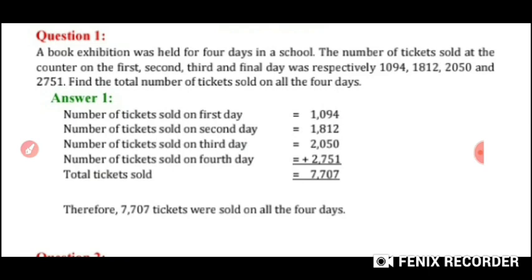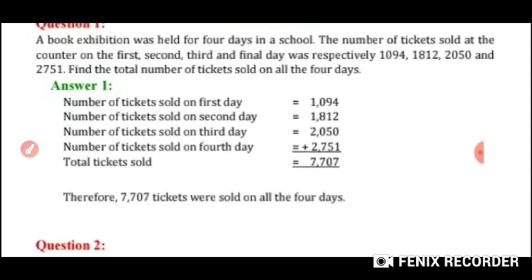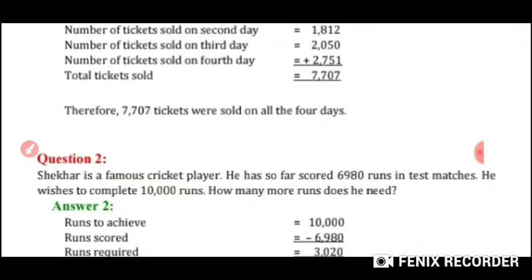If you are asked for the total or all, it means we want to add. The number of tickets sold on the first day 1094. The number of tickets sold on the second day 1812. Third day 2050. Final day 2715. The total tickets then 7707. Therefore 7707 tickets were sold on all the 4 days.